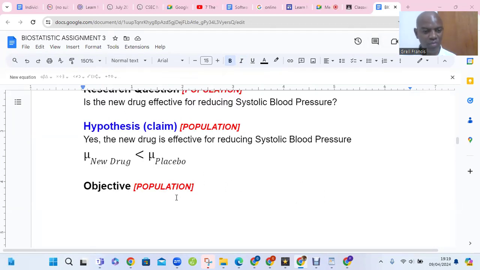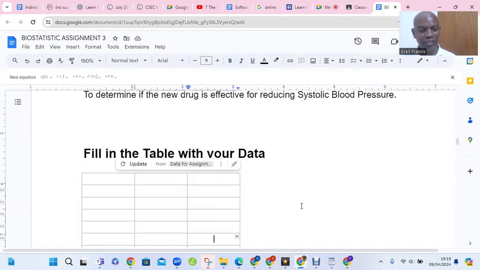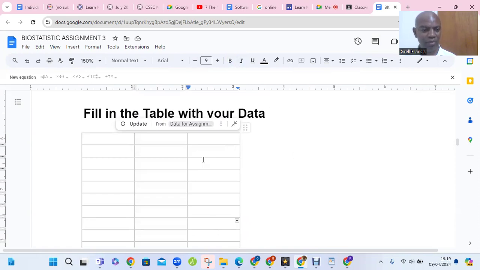So then this is followed by the objective, which is to determine if the new drug is effective for reducing systolic blood pressure. So to do that now, we need to fill in the table with our data. One for the new drug group, and the other for the placebo, two independent samples. Here we can put participants.